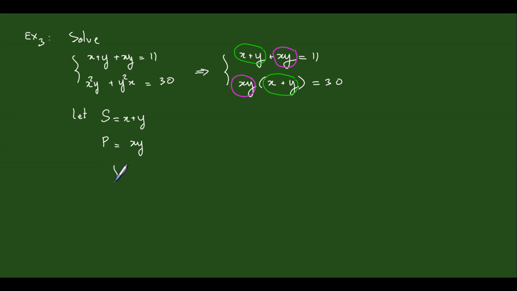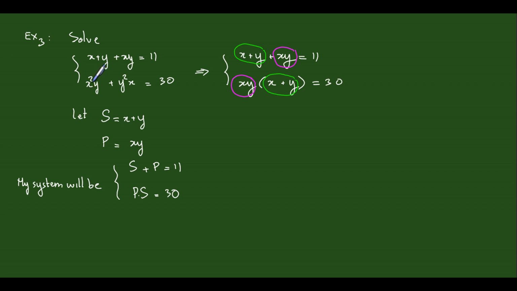My system will become s plus p equal 11, and the bottom one becomes p times s, since x plus y is s and x times y is p, so p times s equals 30. And now what do we have over here?